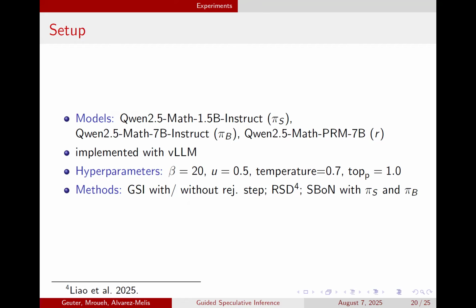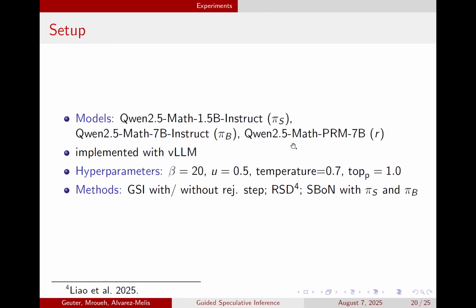What we did here was, as models, we used these Qwen math instruct models. These are math reasoning models. The small model has 1.5B, the big model has 7B parameters, and the PRM that we're using is also this Qwen PRM with 7 billion parameters. We implemented everything with vLLM, if you know this, so that it runs fast.